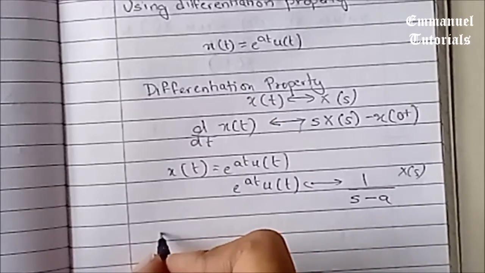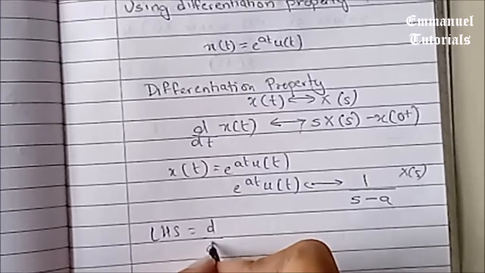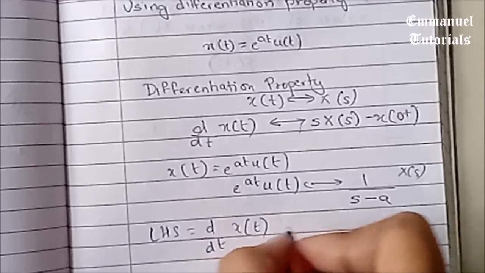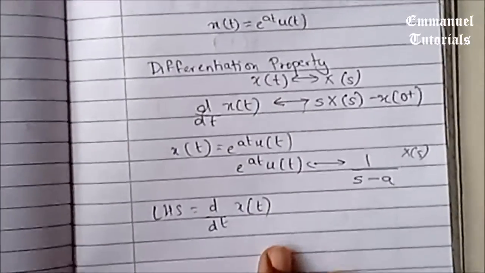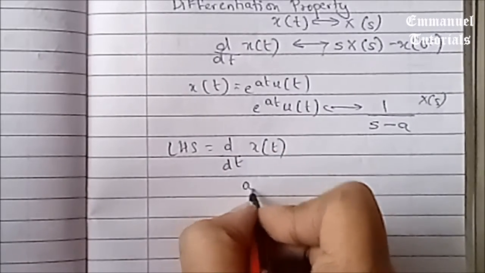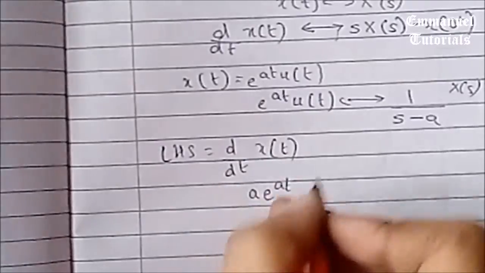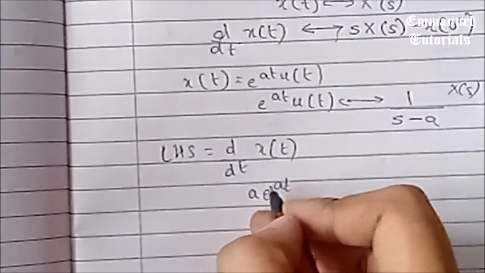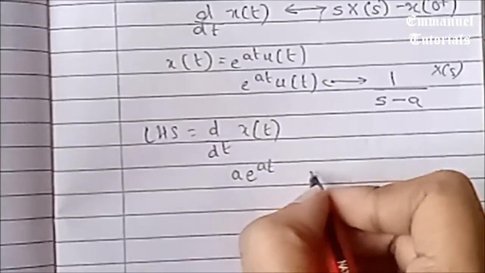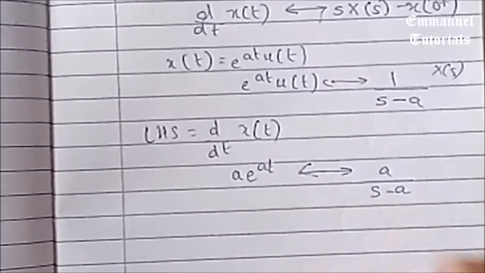Now for the LHS, what did we say? That we'll take d by dt of x of t and find out the Laplace transform of that. D by dt of x of t means it's going to be a into e raised to at, correct? Now what will this change in the s domain? You just have to multiply it by a, because it's just a constant which is getting multiplied. So the resultant Laplace transform is going to be a by s minus a, right?